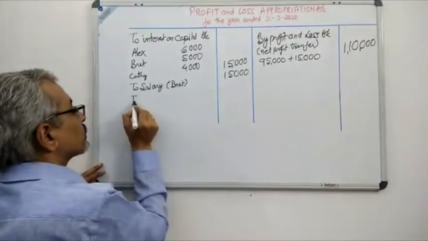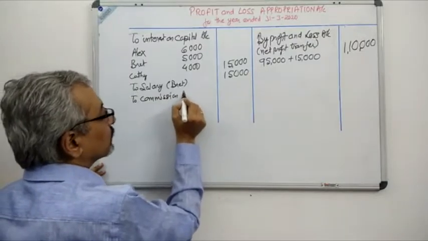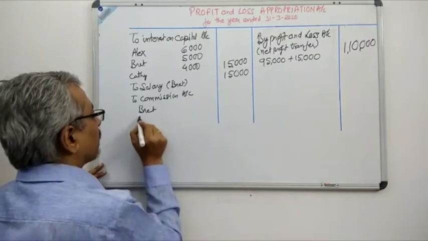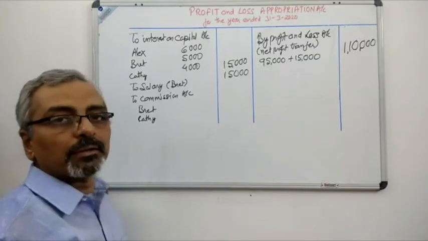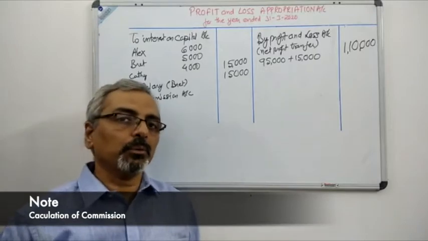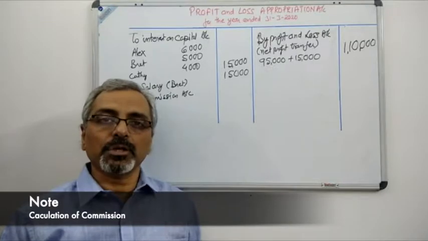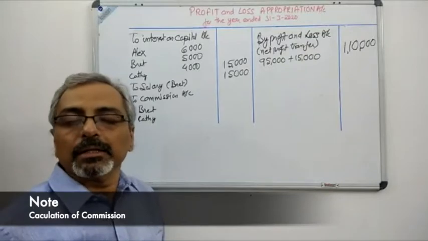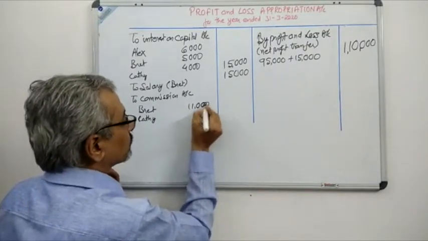The next piece of information which the question has given us is the calculation of commission, and commission is paid to Brett and Kathy. So we'll see what is the commission paid to Brett and Kathy. Very simple calculation. Brett is given commission before charging such commission. So therefore direct calculation, that is 1,10,000 into 10 by 100 gives you over here 11,000.